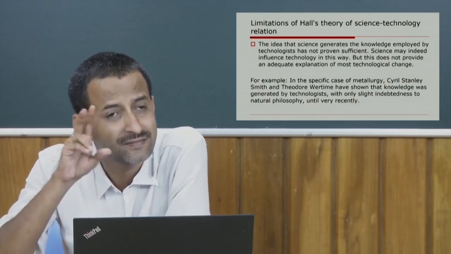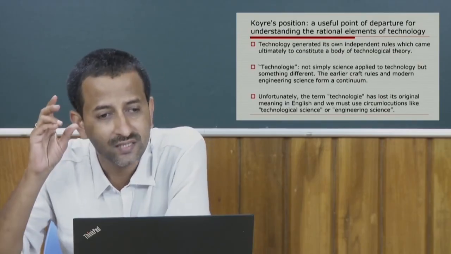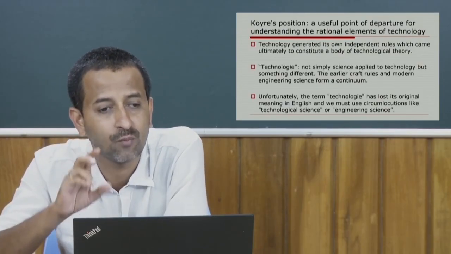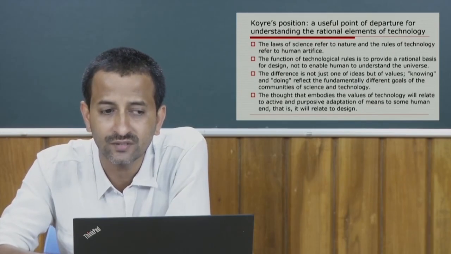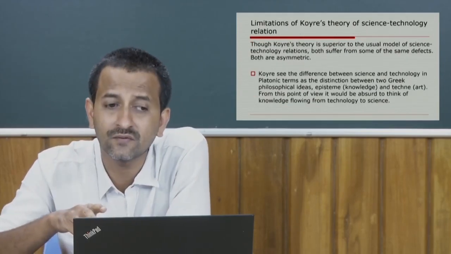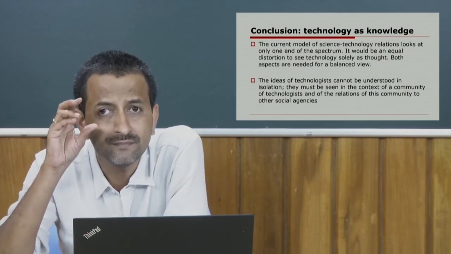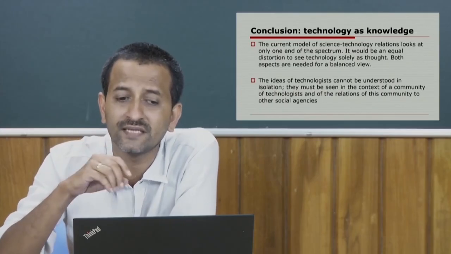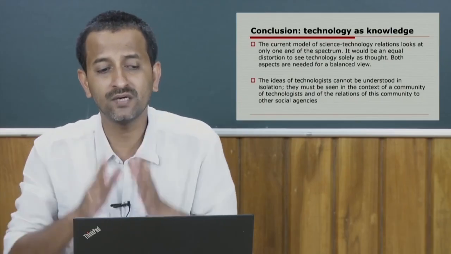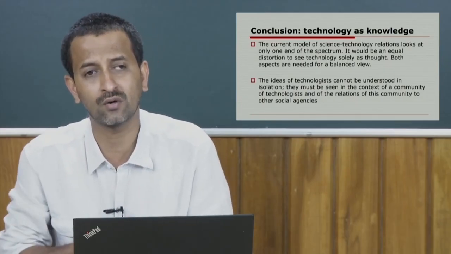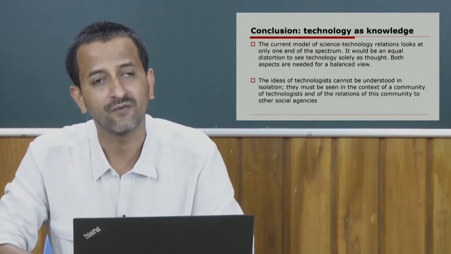From the ability to design, we discussed what are the inherent limitations within Hall's theory of science technology relationships, and what are the problems with Coe's position that is a useful point of departure for understanding the rational elements of technology. Then what are the limitations of Coe's theory, and thereby we come to know that the current model of science technology relations looks at only one end of the spectrum. It would be an equal distortion to see technology solely as thought or to discard technology as thought. Both aspects are needed for a balanced view.